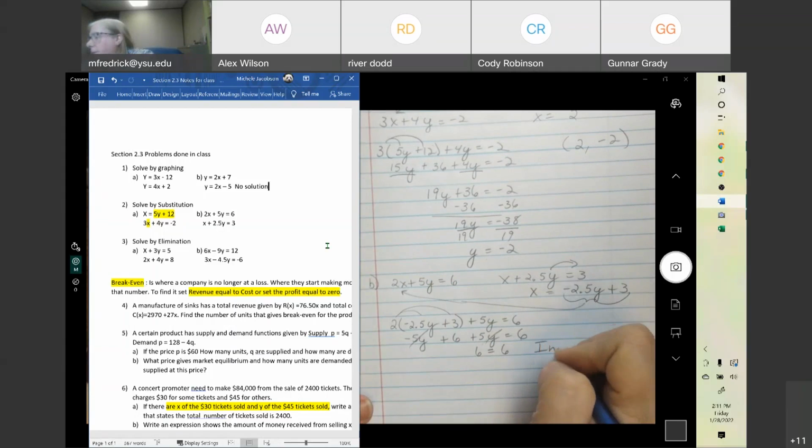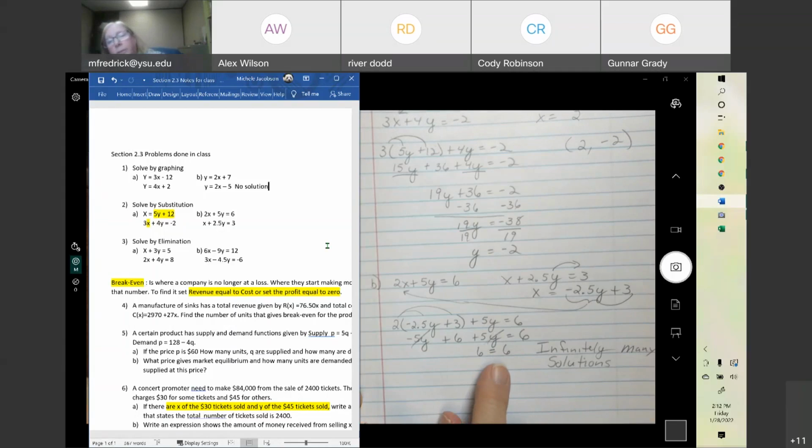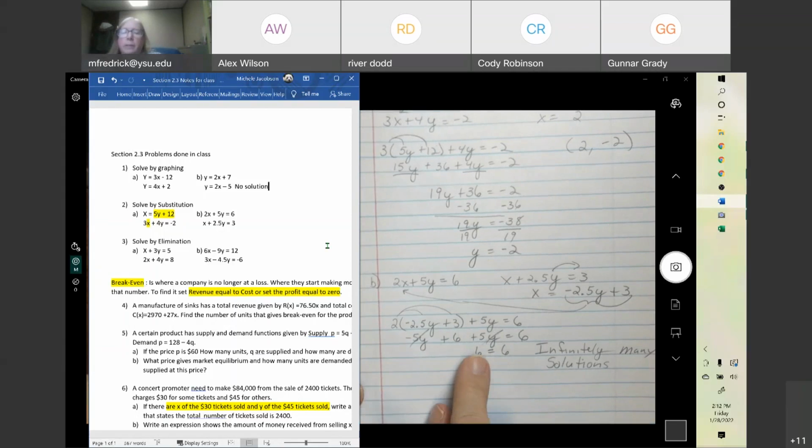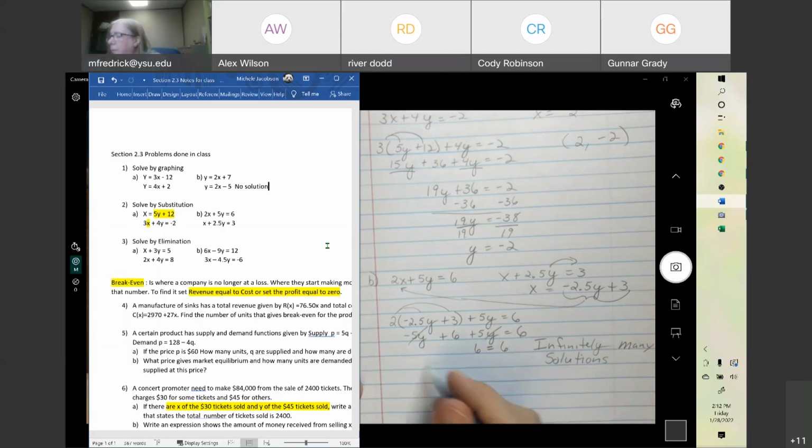This is infinitely many solutions. If the variables drop out and this is not equal to each other, then it's a no solution. And that'll happen in the next group. Because they're equal, infinitely many. Any questions?